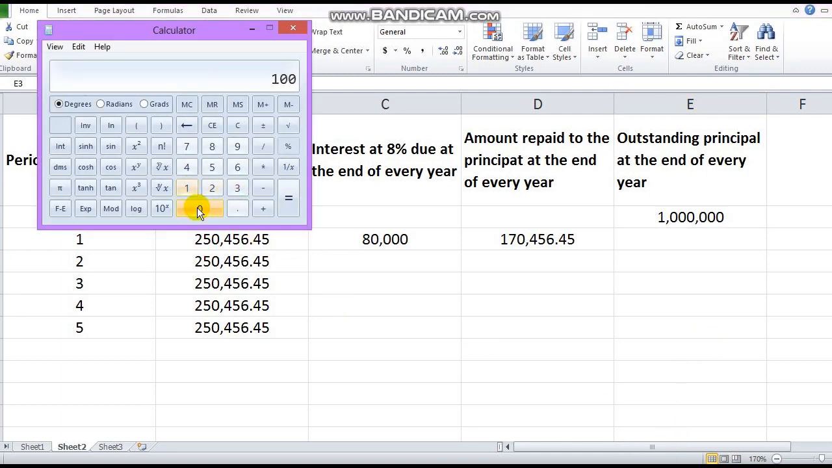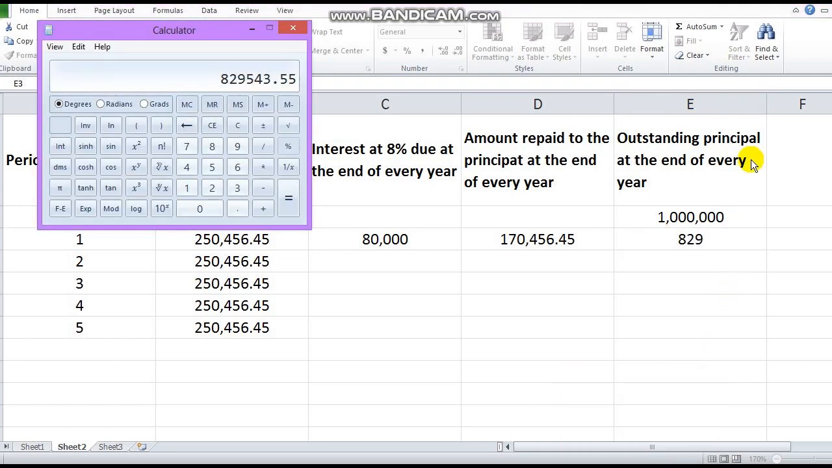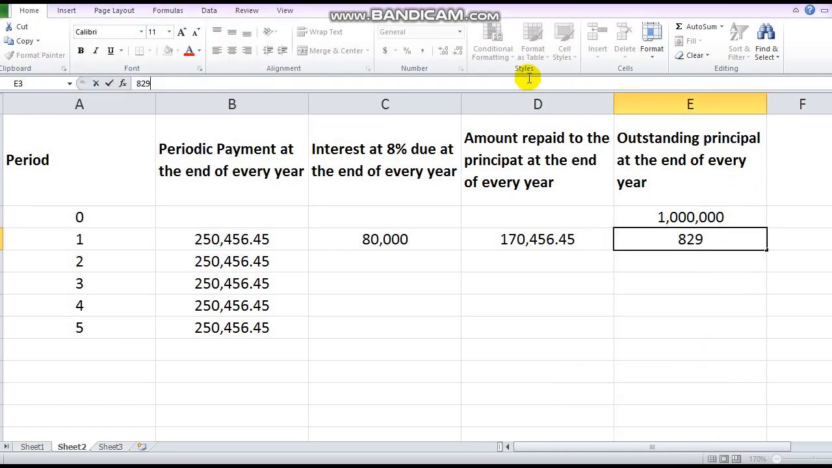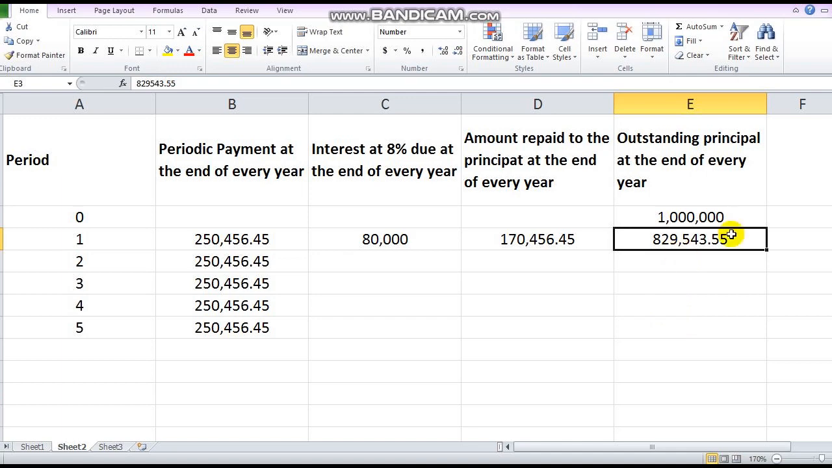So our outstanding balance at the end of 1 year would be 1 million minus 170,456.45. And that is equal to 829,543.55. So that will be our balance at the end of 1 year.